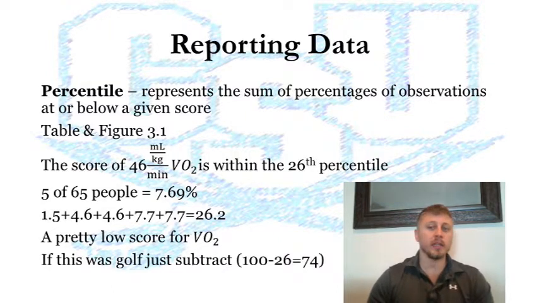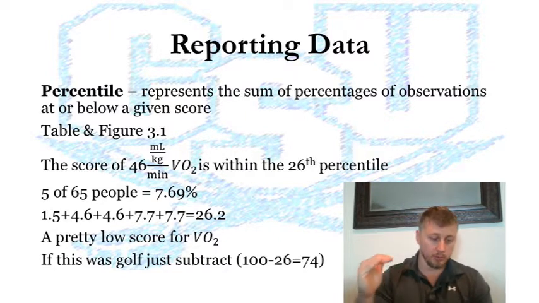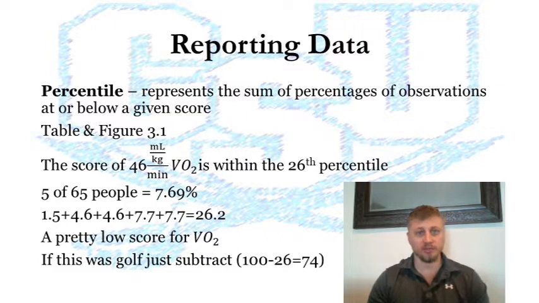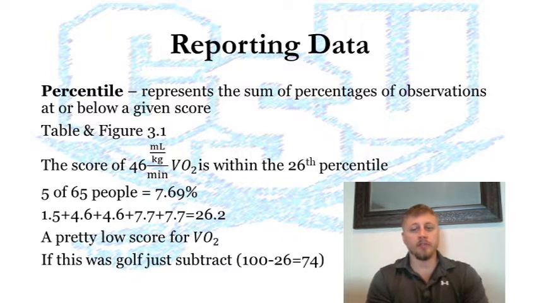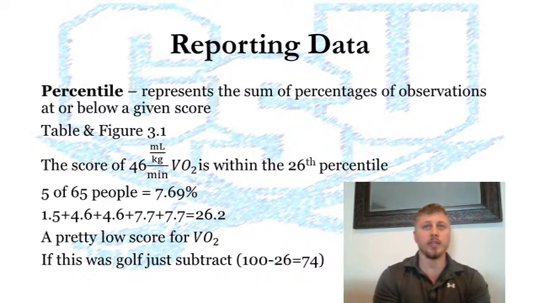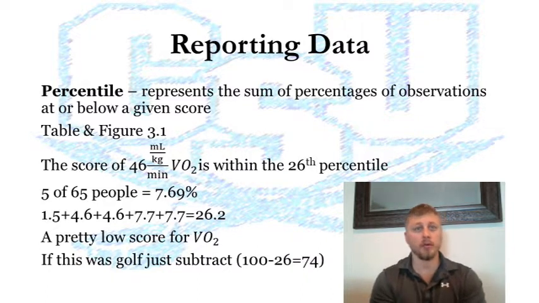But it's still not exactly a percentile. So basically, you look at the other people who scored the same or below and use those percents and add up to the 26.2 percentile. So that's 1.5% plus 4.6% plus 4.6% plus 7.7% plus 7.7%, and that adds up to 26.2. So again, in context to VO2, that's a pretty low score. We obviously want to see scores between 56 and above for certain age ranges, and we'll talk about populations in a further chapter.